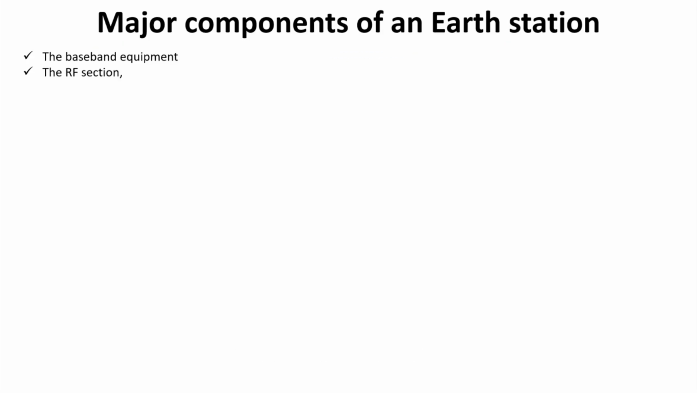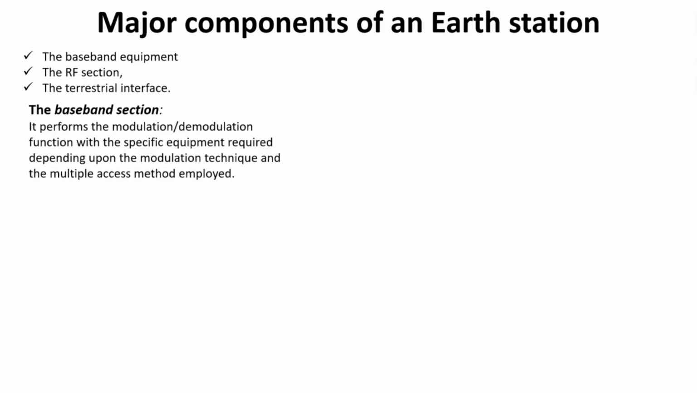So, what is the base? This is the baseband equipment, already we explained. Then the RF section, then the terrestrial interface. So, what is the baseband section? It performs the modulation and demodulation functions with the specific equipment depending on the modulation technique and the multiple access method employed.